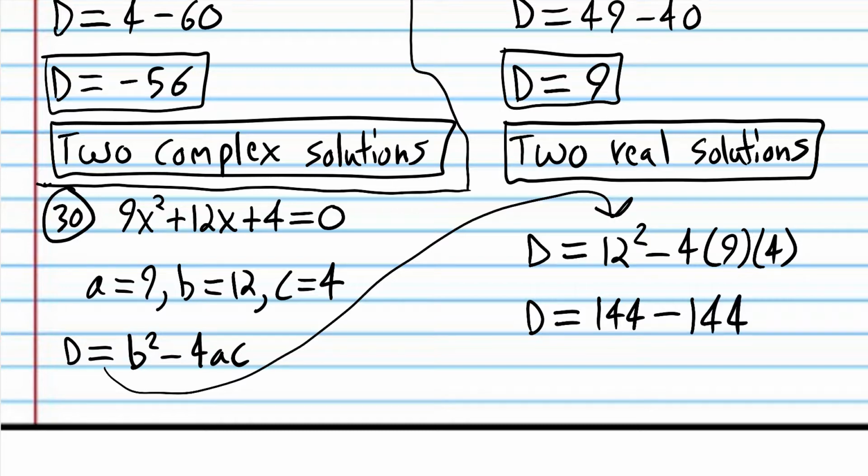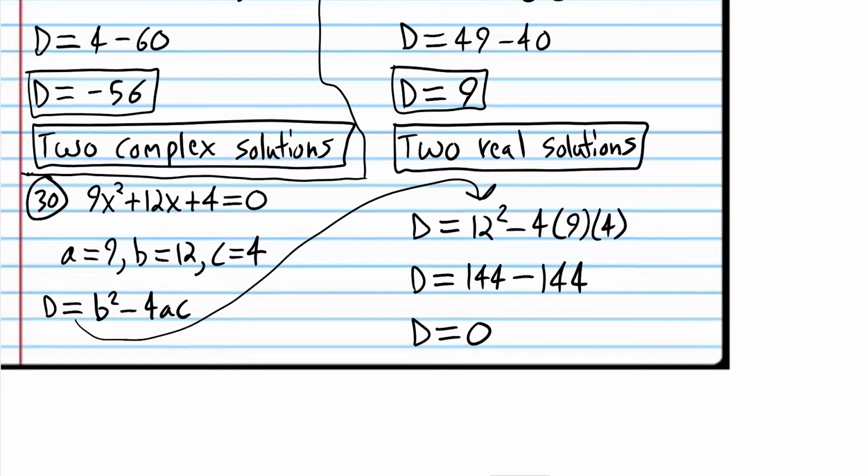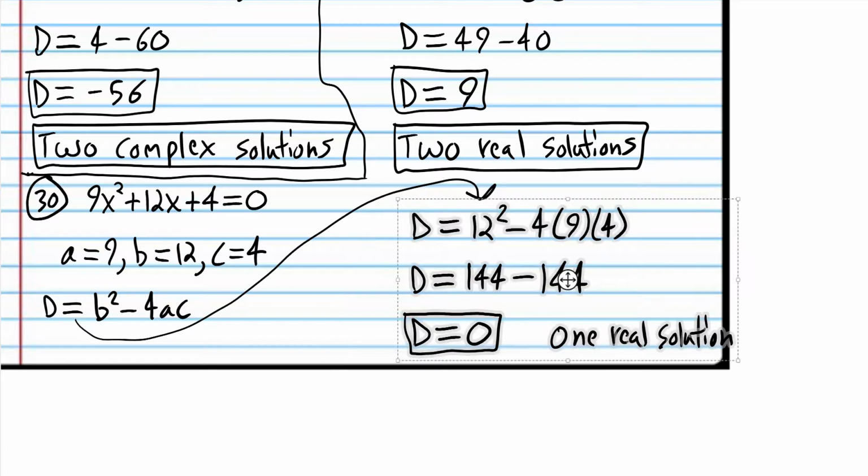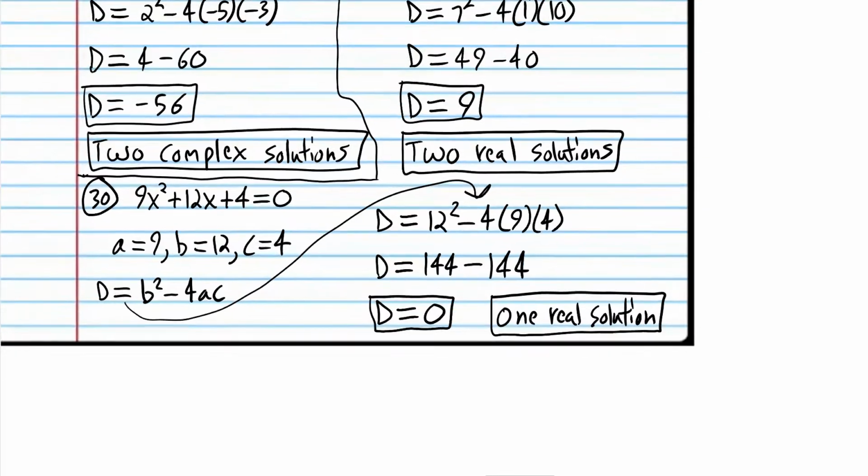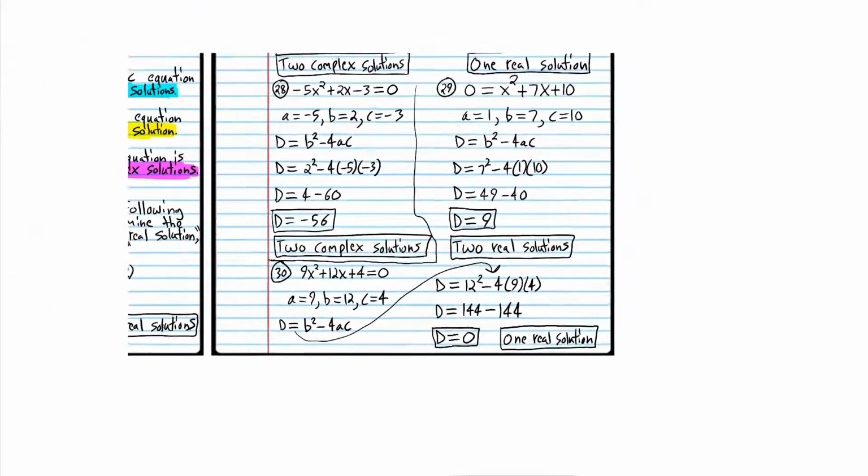So you can see the discriminant is 0, and in that case we have one real solution. So you found the discriminant, and we can say that we know the type of solutions, they're real, and we know how many solutions, there's only one. So if you got that answer, good job.